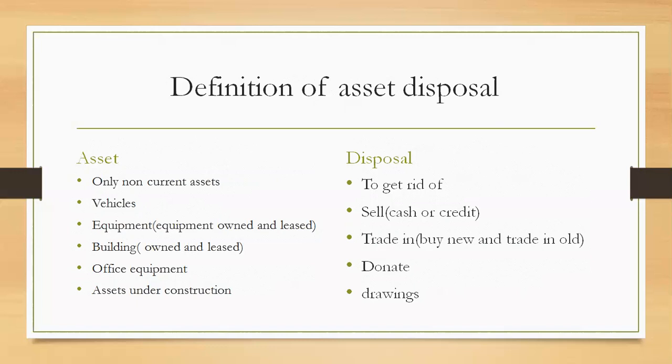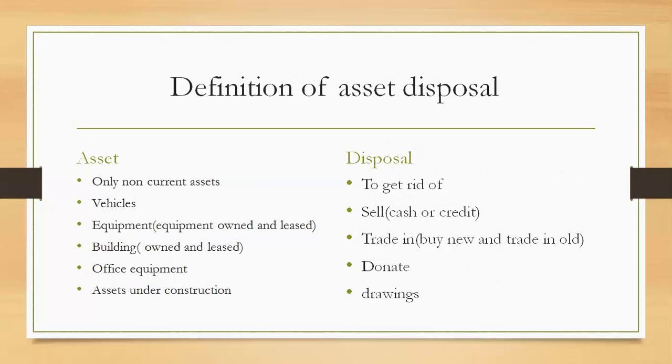Current assets can be converted into cash within one accounting period. On the other hand, non-current assets will be used in the business for more than one accounting year. So we are concerned only with non-current assets here. And there's a list of non-current assets like vehicles, equipment, either owned or leased, buildings which may be owned or leased, office equipment, assets under construction, and there are so many others which can be listed here.